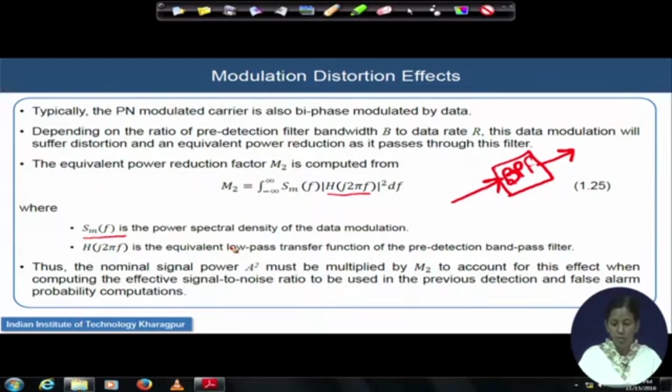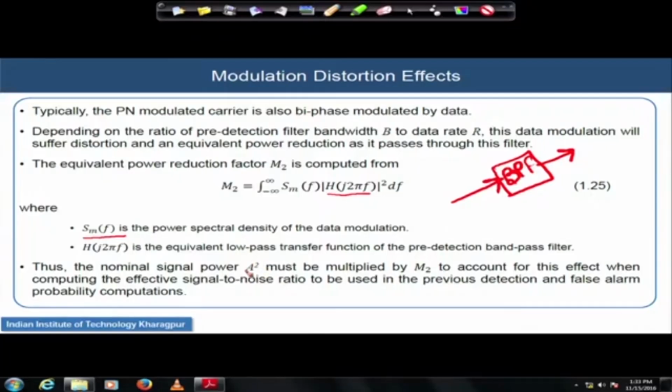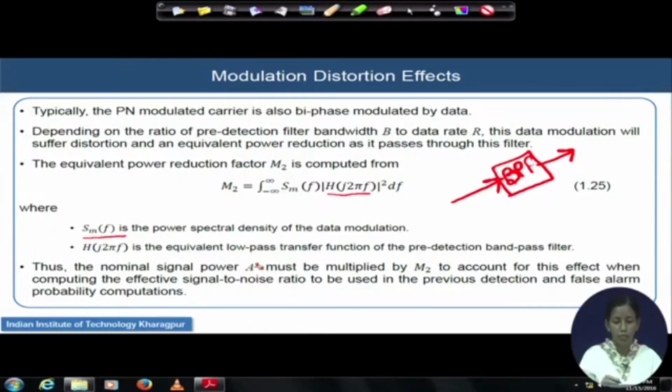Earlier we saw that because of the code acquisition getting within plus minus Tc by 2, there is a reduction in the SNR value. Here there is another further reduction in the SNR value, because there is an effect of the bandpass filter preceding the square law detector, and its effect is such that the power of the signal A square will be reduced by an amount of M2 that we have to capture in the calculation.